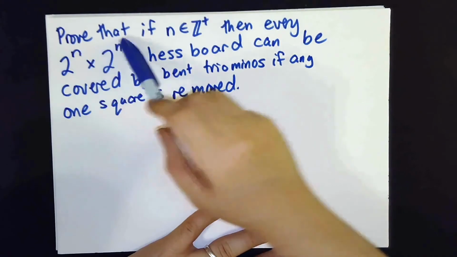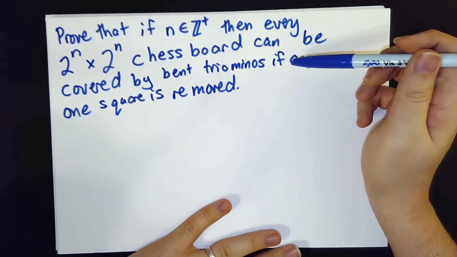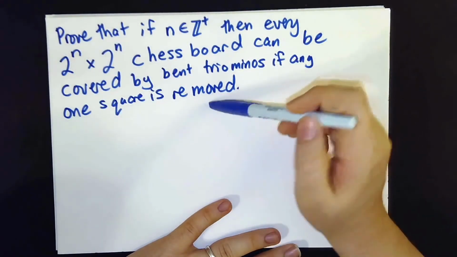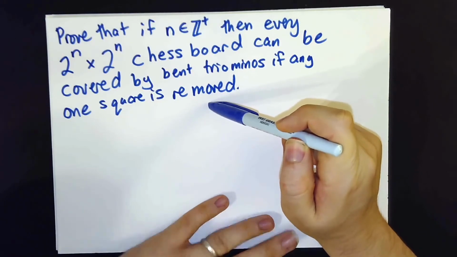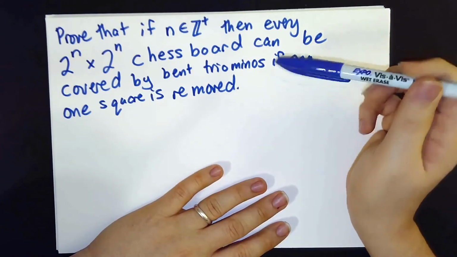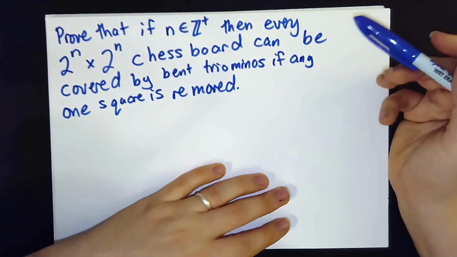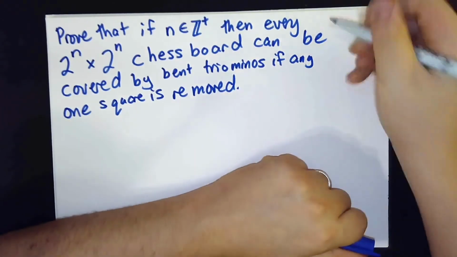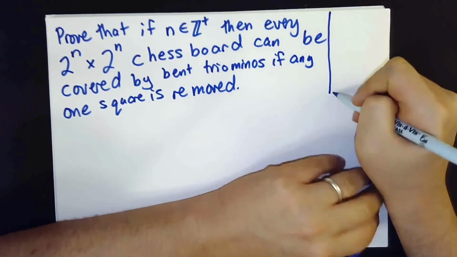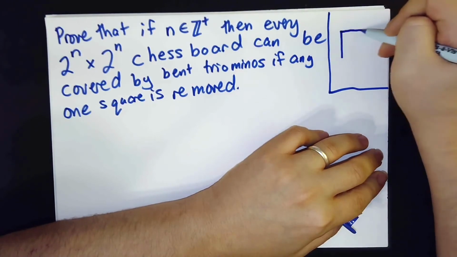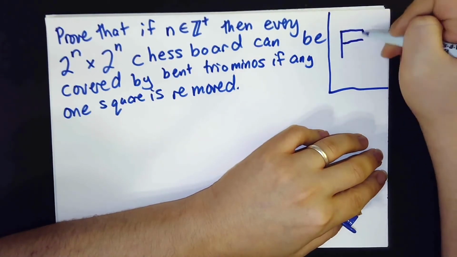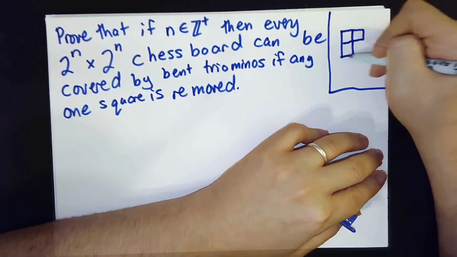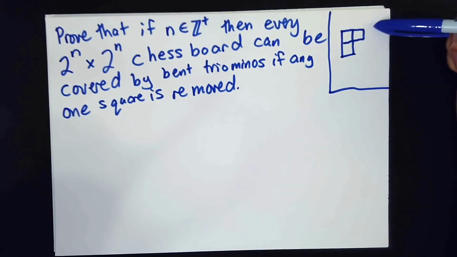And the claim is that no matter which n you choose, and no matter which square you then remove from that board, as long as you remove exactly one square, then you can cover it by these things I've called bent triaminos. And what's a bent triamino? A bent triamino is, well, it's a domino with 3 pieces, but the bent part tells me that it makes this 90-degree turn rather than just being 3 in a row.